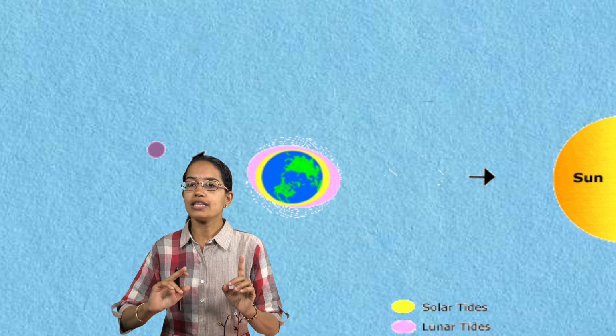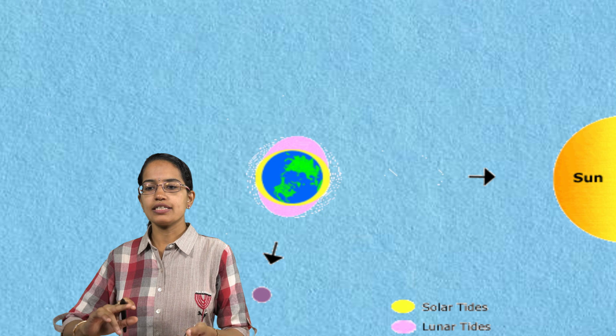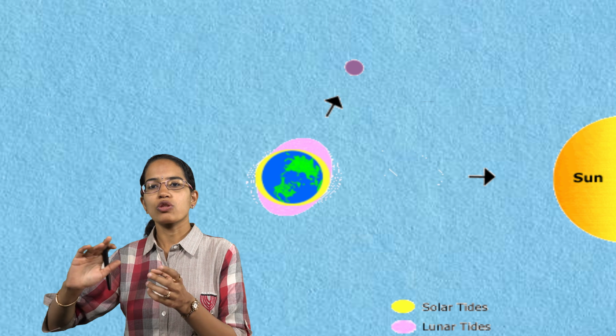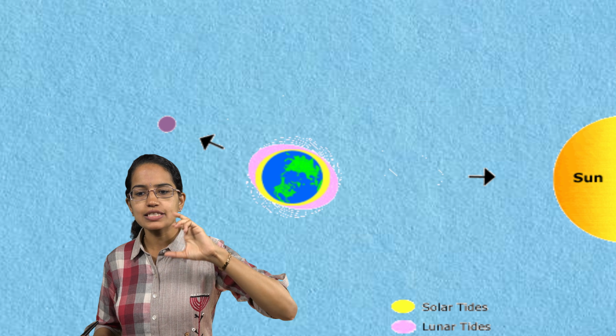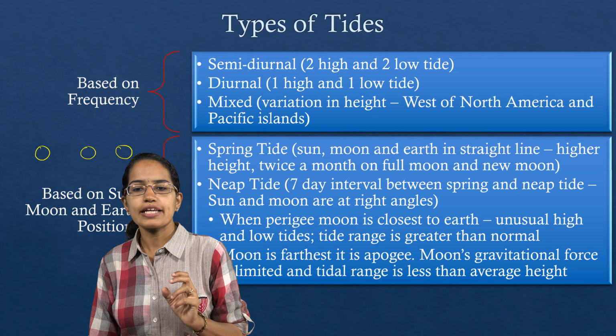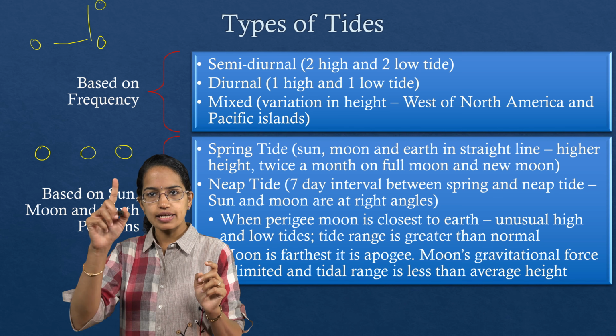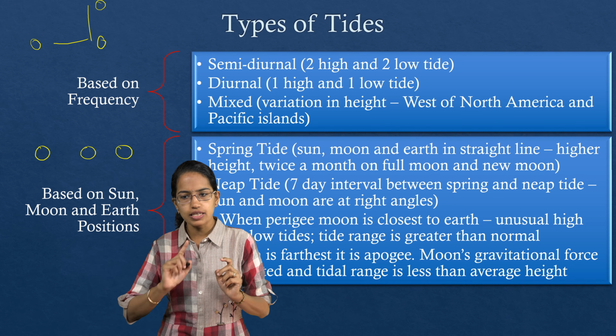The next is a neap tide. Neap tide occurs after an interval of 7 days from a spring tide. So those are comparatively less big, less steep, and here the position is a right angle. So sun, moon and earth are at right angle, and this is what is a neap tide.